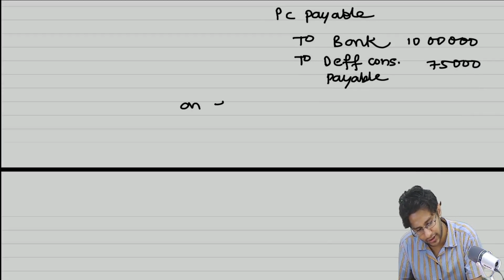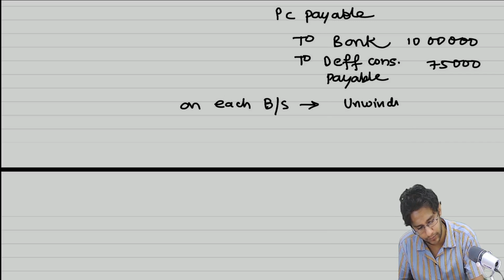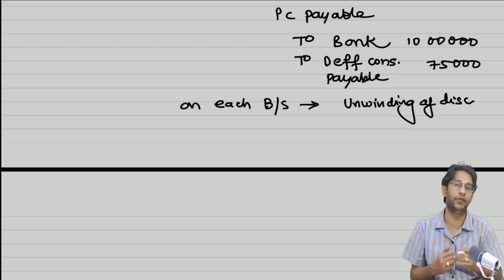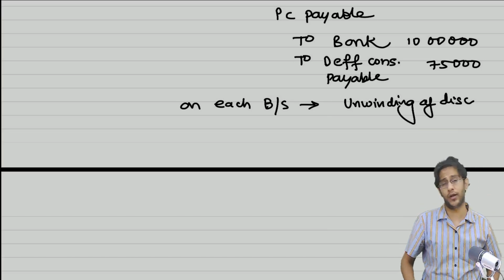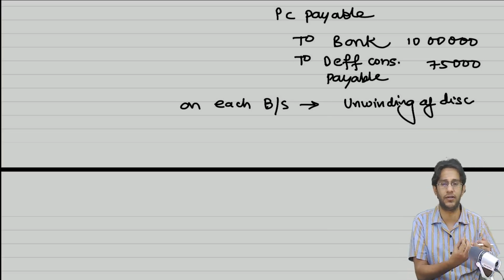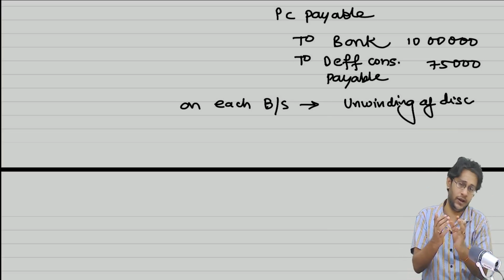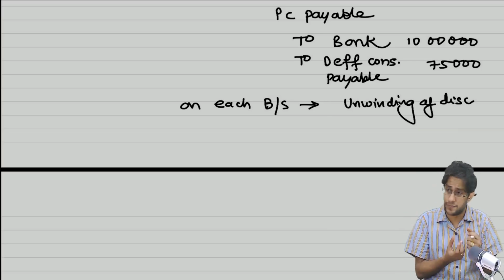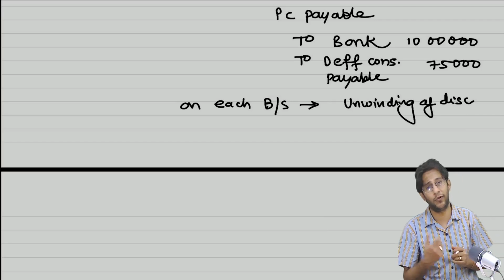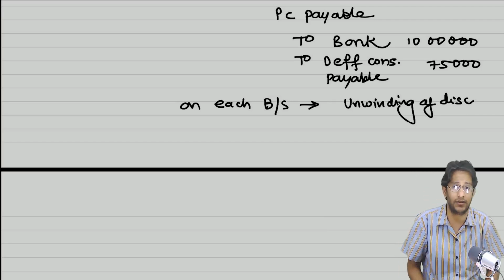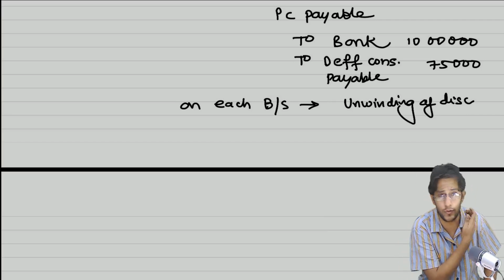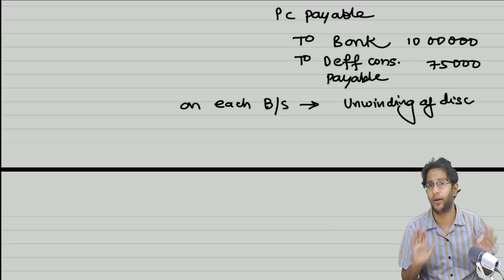On each balance sheet date, you have to do unwinding of discount. Unwinding of discount means this 75,000 is present value, and the future value is 1 lakh. So every year you keep on passing the entry, interest cost account debit to deferred consideration payable, till the end of the third year, when the 75,000 in your books eventually becomes a liability of 1 lakh, on which date you will write deferred consideration payable account debit to bank account and settle your liability. This is how you handle deferred consideration.